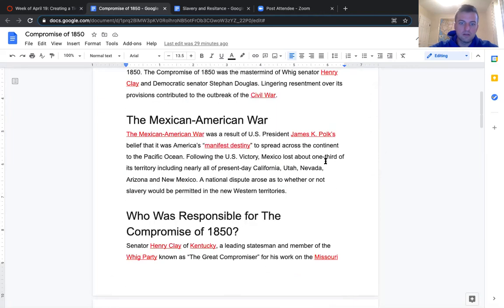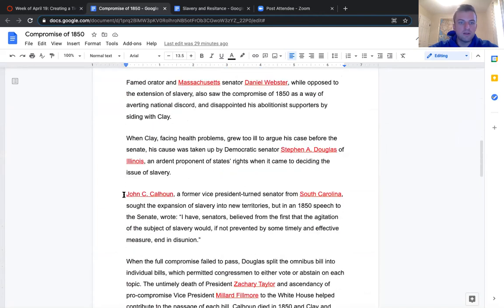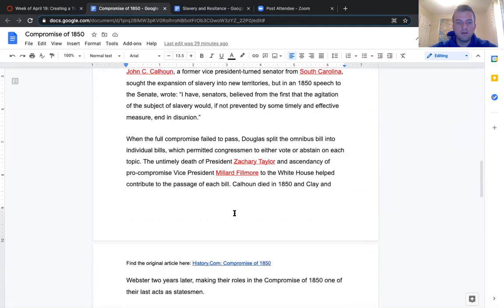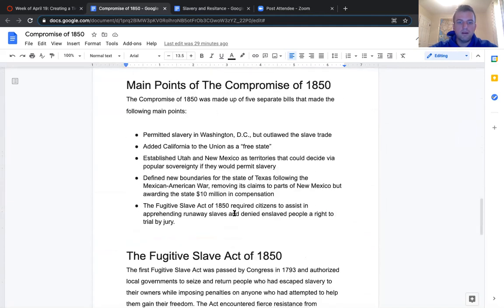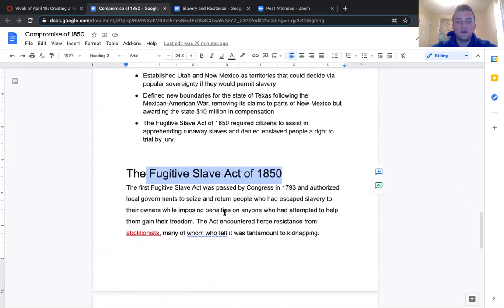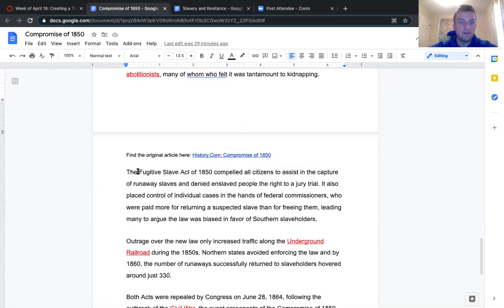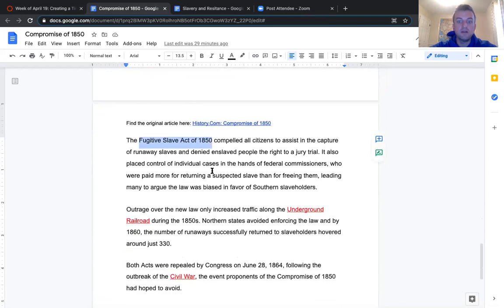Let's see here. Let's keep on moving. Let's see if we can find another date. There's our boy, John C. Calhoun. So some of you, if you chose to research him, he would be an important figure there. And, oh, look here. Even within the Compromise of 1850, we have a couple of things that are referenced here. The Fugitive Slave Act passed by Congress in 1793. And then again, the Fugitive Slave Act of 1850.